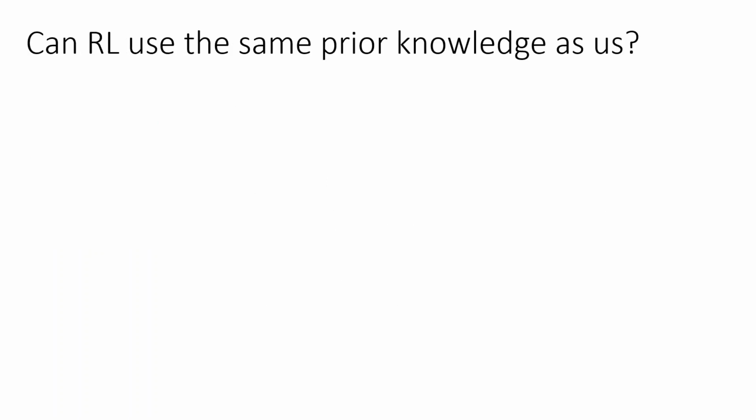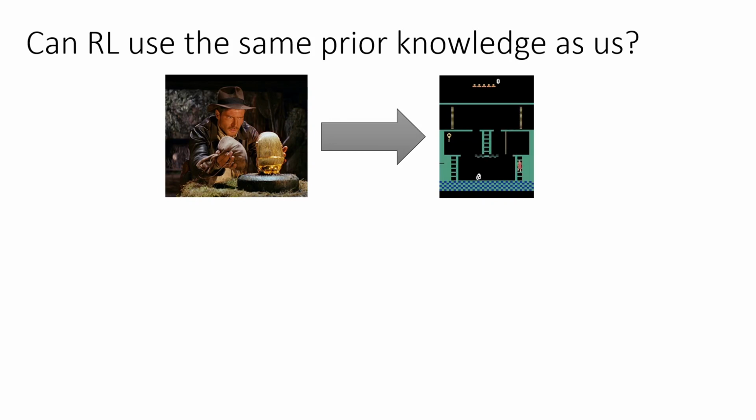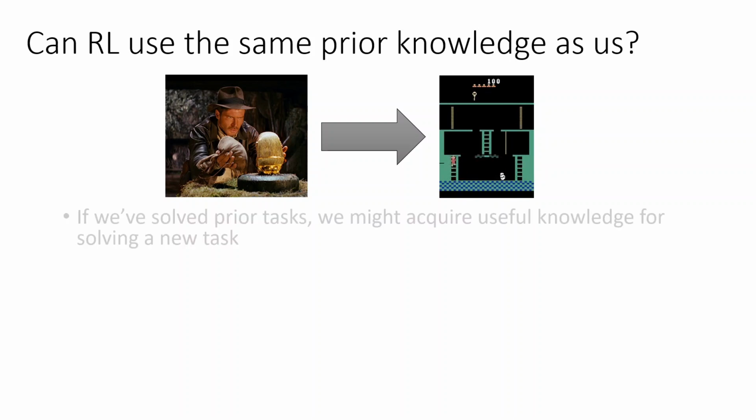Okay, so can reinforcement learning use this prior knowledge the way that we do, perhaps? So could we, for example, build an algorithm that can watch lots of Indiana Jones movies and use that to figure out how to solve Montezuma's Revenge? Well, that's perhaps a very lofty goal, so we're realistically not quite there yet, but we can start thinking about the transfer learning problem, and we can actually devise some pretty clever algorithms to address it.